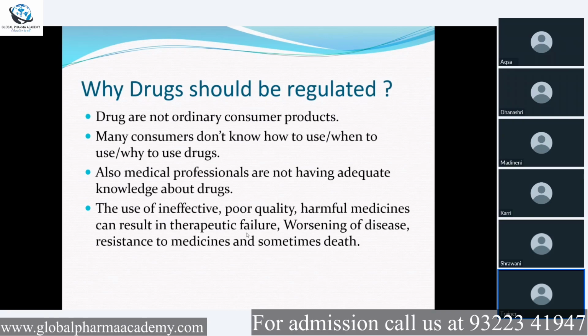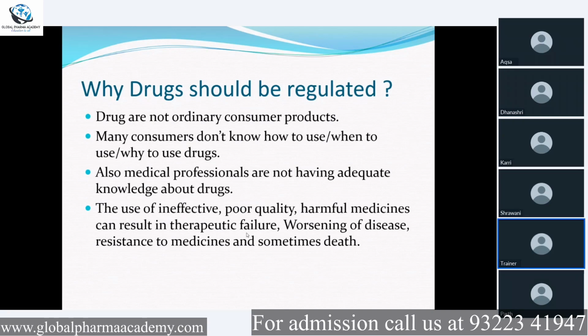To overcome this problem, there should be regulations over the drugs, so that each and every medicine distributed in a particular country will have a defined or desired quality, and will not cause any harm to the patient. Regulations will prevent the worsening of disease and also the death of the patient. Due to all these factors, drugs should be regulated before marketing in any country or any market. So these are the main reasons why drugs should be regulated.